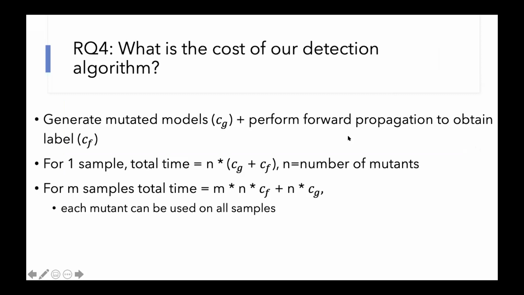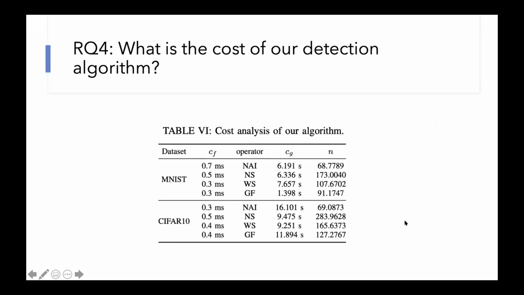The last question is, what is the cost of our detection algorithm? Because we need to generate mutated models and perform forward propagation to obtain the label. For a single sample, the total time would be n times CG plus CF, where n is the number of mutated models. For m samples, the total time would be this. And there is no m in front of CG because each mutant can be used on all samples. So we can see CG is very large.